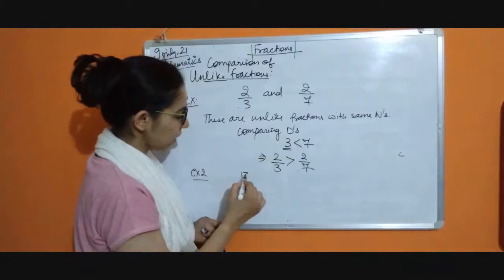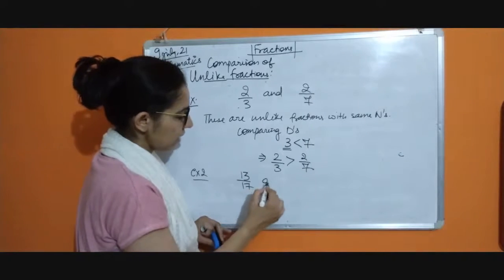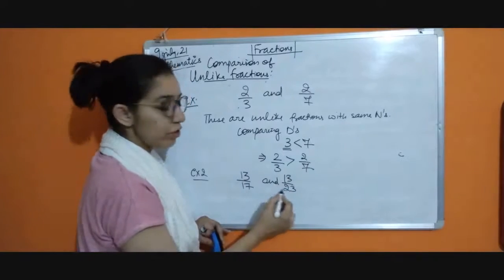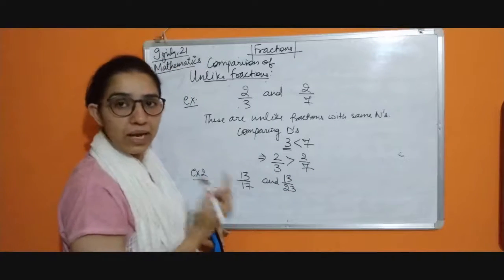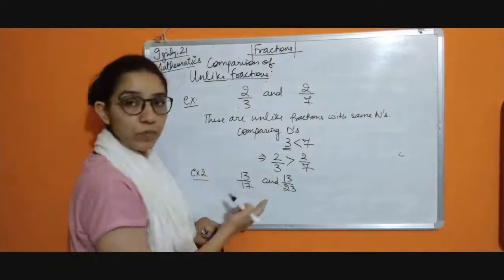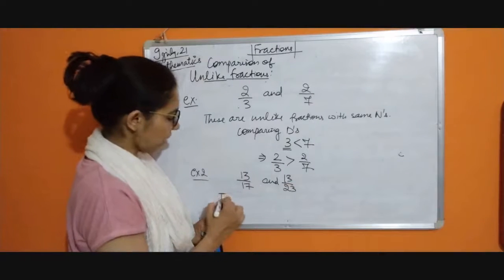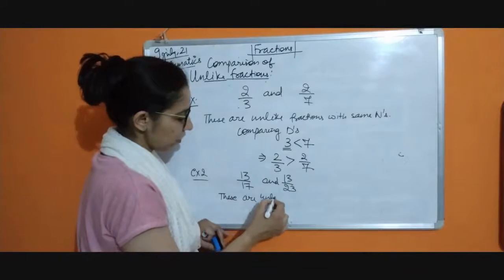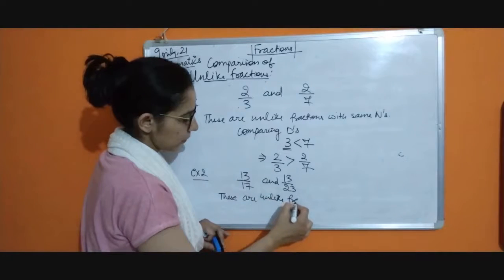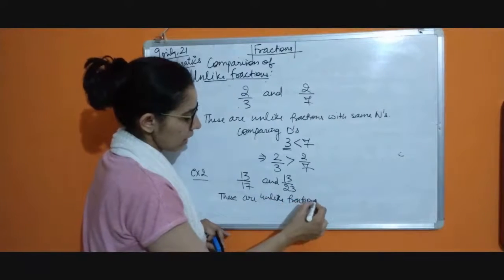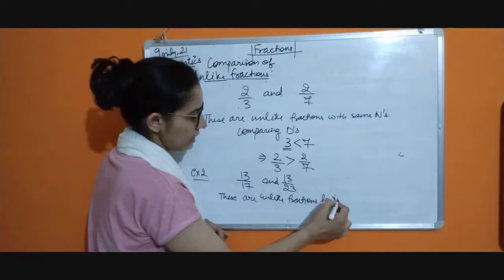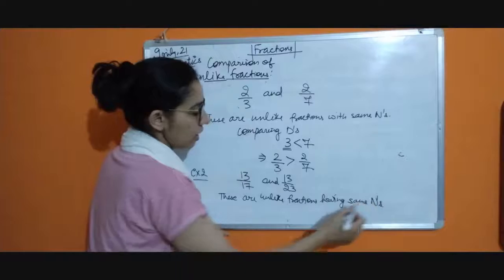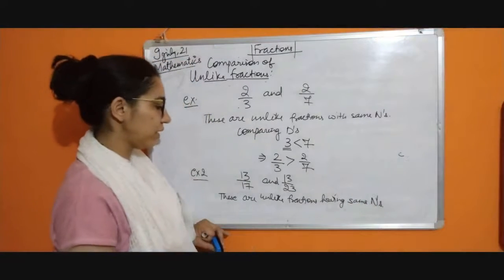Suppose we have 13 by 17 and 13 by 23. Now they have different denominators, it means they are unlike, but they have the same numerator. Okay, so you will mention that these are unlike fractions having same numerator. Now you will compare the denominators.